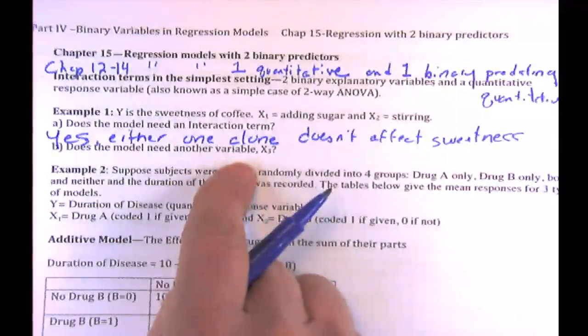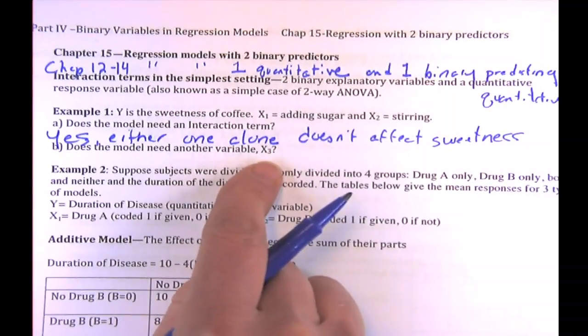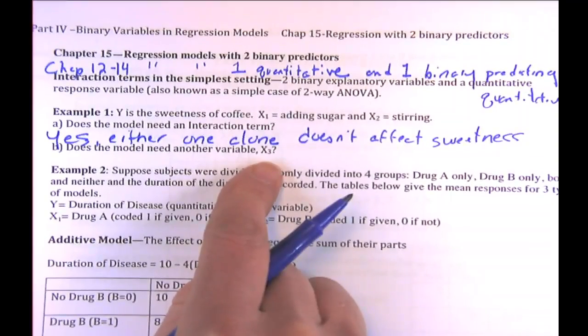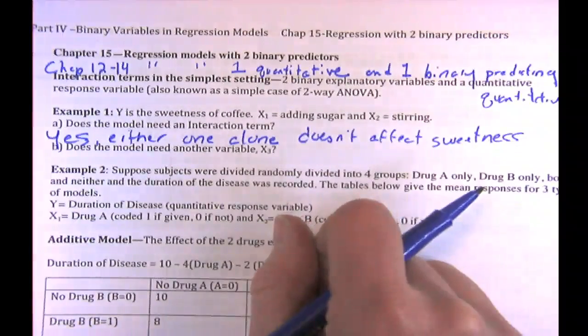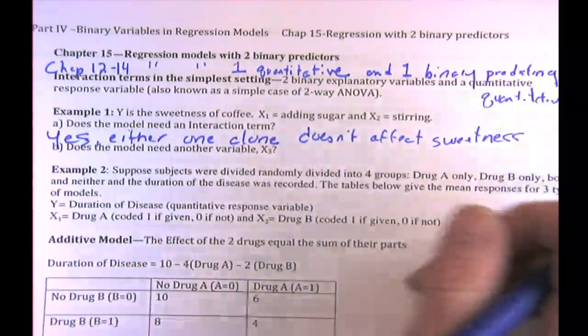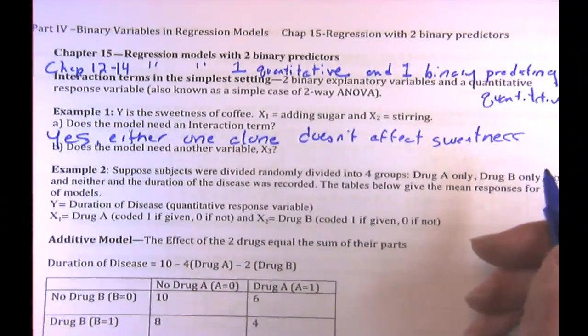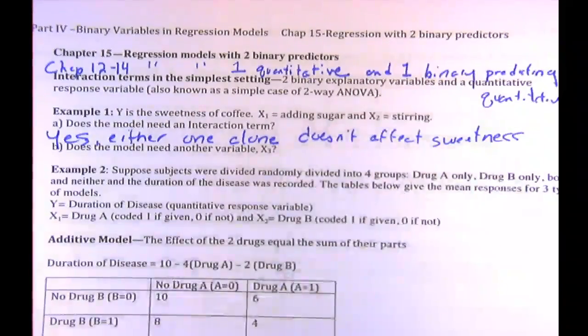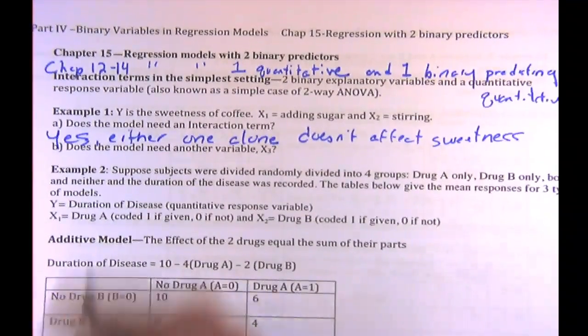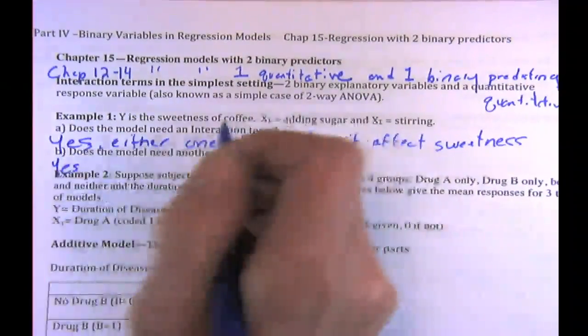And does the model need another variable? Well, actually it does. Order would matter because we're assuming here that you're stirring second. Even if you have both sugar and stirring together, the order matters. If you stir first and then add the sugar, it's not going to do anything. So yes, order matters. Stirring first won't affect sweetness. So we really should have another variable.